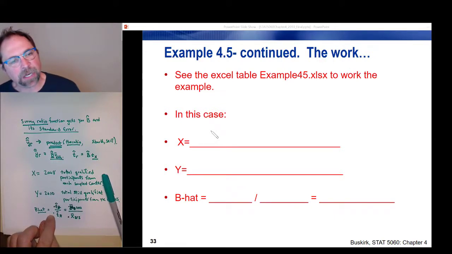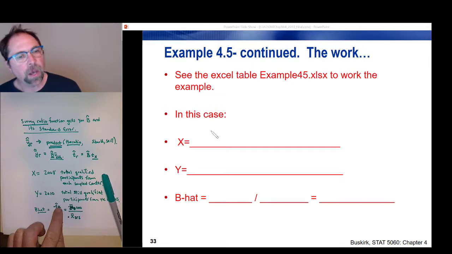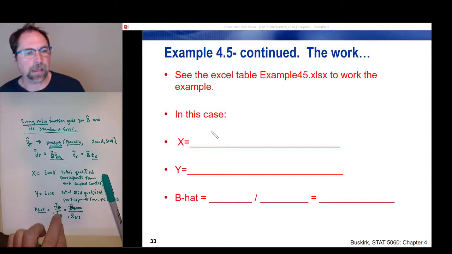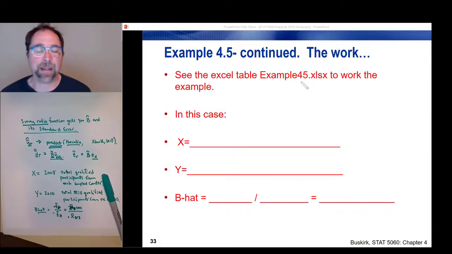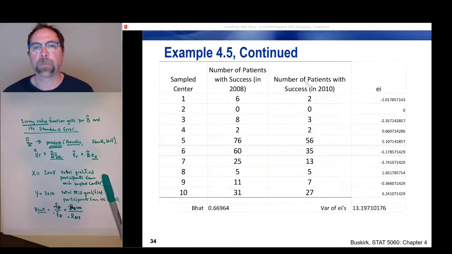So in the Excel spreadsheet, you're going to see me just come up with the total for the y variable across those 10 elements, and the total for the x variable across those 10 elements. The file itself is example 45.xlsx. It's under the course notes folder. It's also under the datasets folder in our Canvas page. Here's the setup. Again, this is the x variable. This is the y variable. You can find this in the Excel spreadsheet.